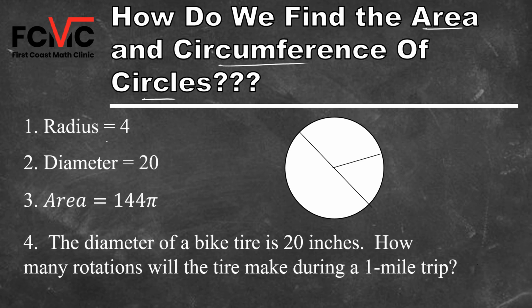So we'll find the area and circumference if our radius is 4 and our diameter is 20. I'm going to show you how to find the exact and approximate area and circumference. And then we're going to work backwards. So given the area, I'll show you how to find the circumference, and then we'll get into an application problem with example number 4. All right, let's get into it.